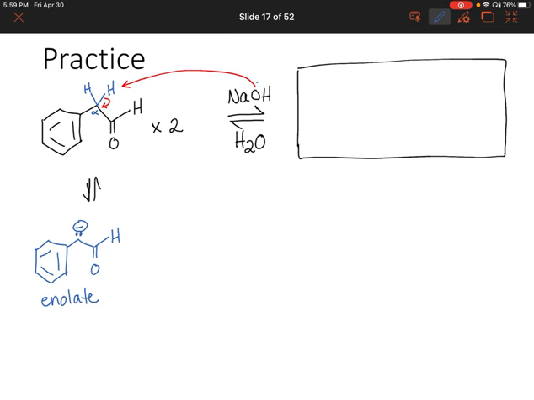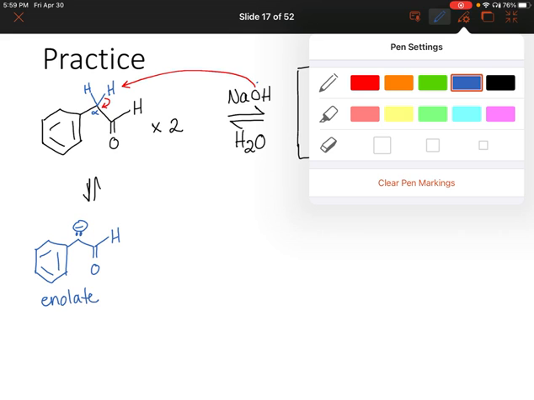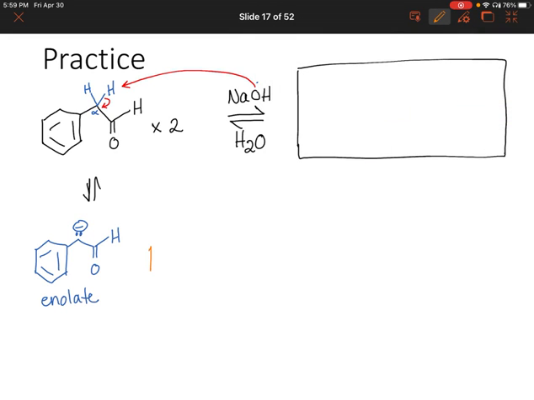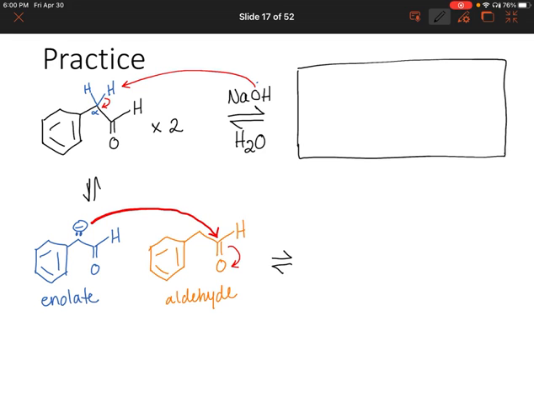And then let's draw our other aldehyde, which is just the same as the one we started with. Let's draw that in orange. Okay, so now we know that in the next step, the enolate is going to act as a nucleophile and attack the carbonyl carbon on the aldehyde. That's going to move electrons up to oxygen. And then we're going to form a bond between these two.